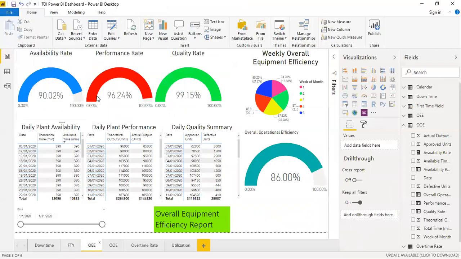Then we had weekly overall, like we calculate overall equipment efficiency as it's shown at the bottom of that report.